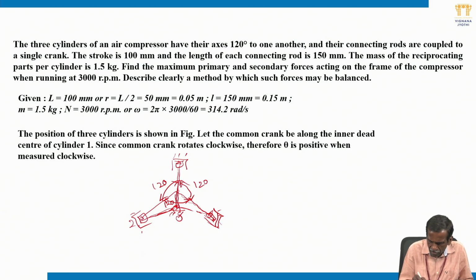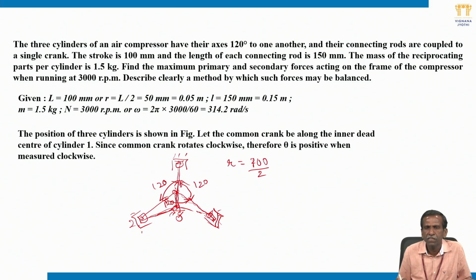Let us say O dash crank. So now what is that? Cylinders placed at 120 with a single crank. The stroke is 100 mm. From the stroke you can know the radius of the crank, as the stroke is 2r. So the radius of the crank is 100 by 2, that is 50 mm, 0.05 meters.